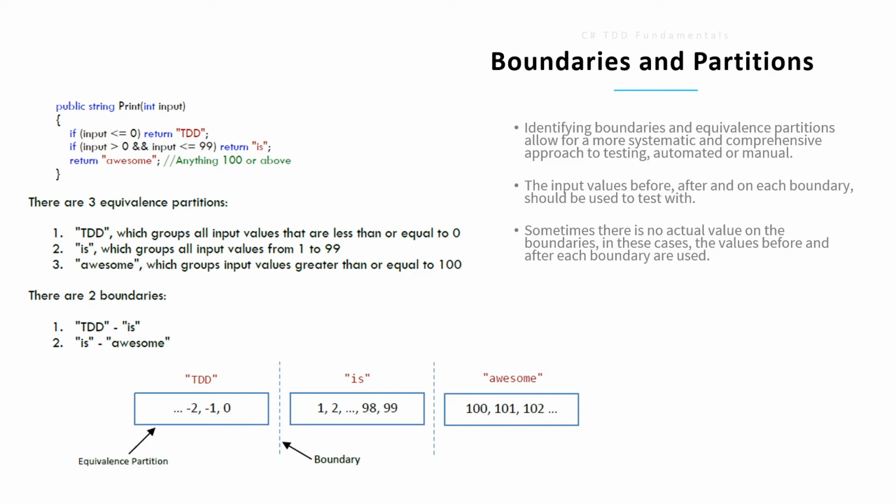Then there's a boundary as I transition from 0 to 1 for "is." If I give it anything from 1 to 99, I'm always going to get that same output. There's a second boundary between 99 and 100 for awesome. And the same thing: if I give awesome 101 or 1,000,000, it really doesn't matter, I'm going to get the same output. So a partition is a set of values that always give me the same behavior, and boundaries are where those behaviors change.